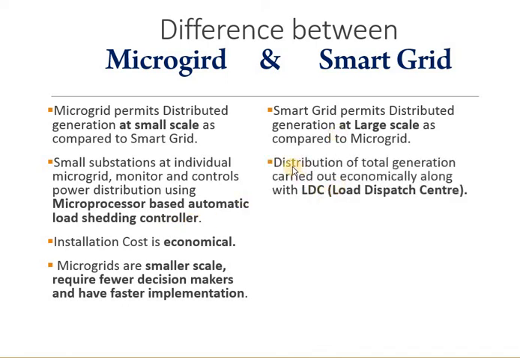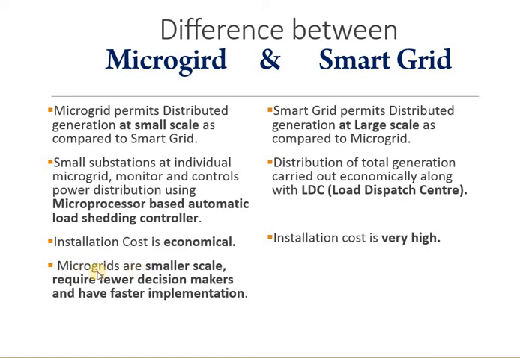smart grid, distribution of total generation is carried out economically with the help of a load dispatch center situated locally at every distribution center. So the LDC will have the key role in monitoring the total power generation of the smart grid. Installation cost is economical in microgrid. Here installation cost will be very high.